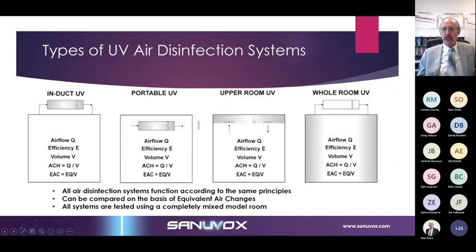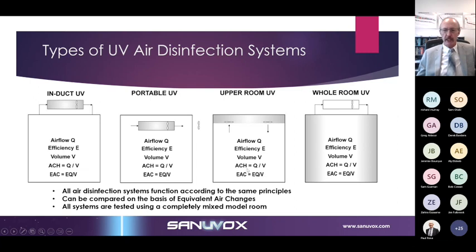Now, an upper room system has an upper room zone, which is much like a duct that is missing one wall and through which the air both enters and exits. In this example, we're showing ceiling fans because upper room systems are often augmented with ceiling fans. Again, the upper room has an airflow and efficiency through the zone, and in any given room of volume V, it has an air change rate, and the equivalent air exchanges can be computed by multiplying the efficiency times the air change rate.